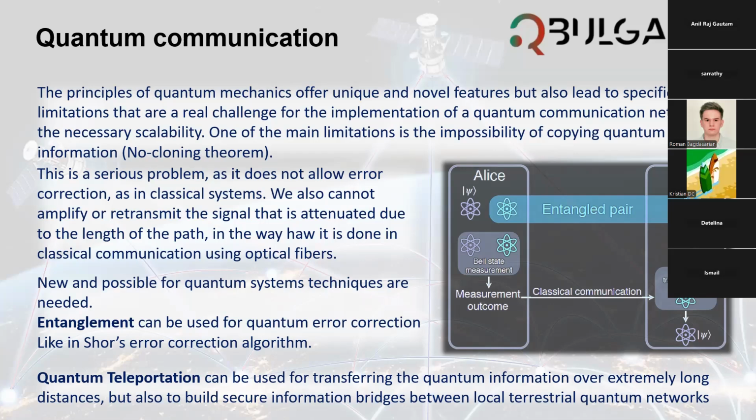Another feature is quantum teleportation. It is again based on entanglement. It is used for transferring quantum information over extremely long distances, but also to build secure information bridges between local terrestrial quantum networks. Maybe next week we will learn more about quantum teleportation as an algorithm. The important point here is that we need a quantum channel to send and separate the entangled pair, but to teleport the quantum state from Alice to Bob, we also need a classical communication channel. So it cannot happen just like that, and there are some limitations on it.